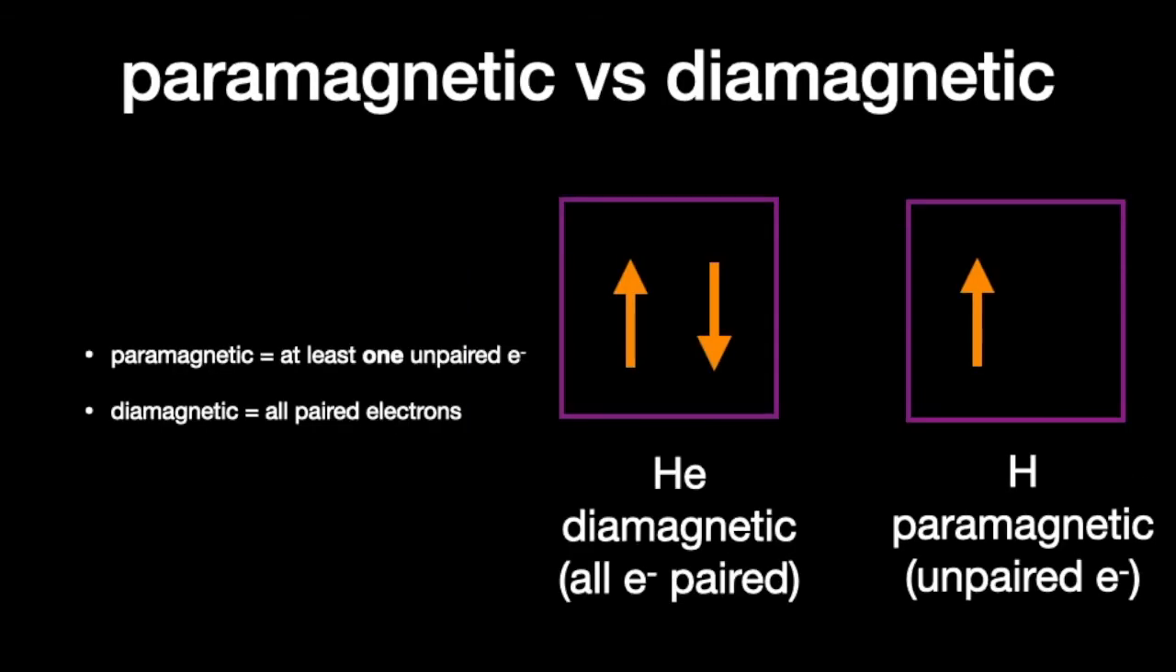Now let's talk a bit about paramagnetic and diamagnetic atoms. Paramagnetic is a situation that's defined as anywhere in the orbital diagram you have at least 1 unpaired electron, okay? And diamagnetic is when all orbitals are paired up with electrons, okay? 1 spin up, 1 spin down. So helium, for example, has the electron configuration 1s2, and you can see how the electrons are paired there. There's no unpaired electrons. So all paired means diamagnetic, all right?